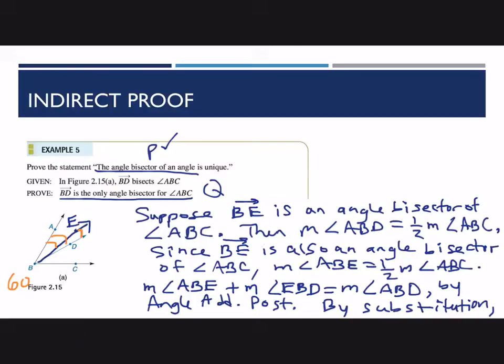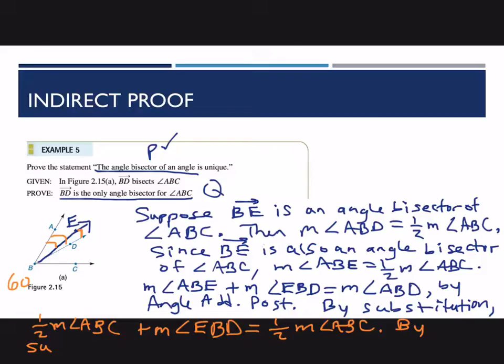let me switch to a new color. So then I would have half the measure of angle ABC plus, this one I don't know yet, the measure of angle EBD equals, and then I'm also substituting over here, half the measure of angle ABC. Now we can subtract one-half the measure of angle ABC from both sides.